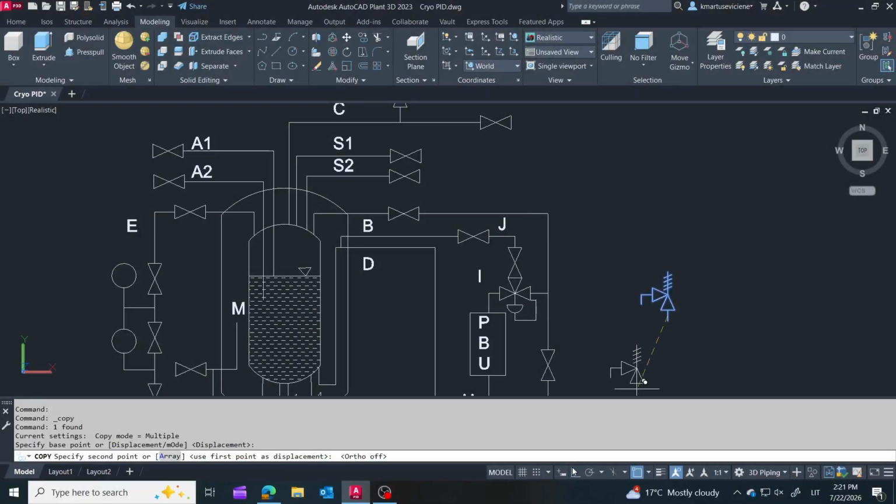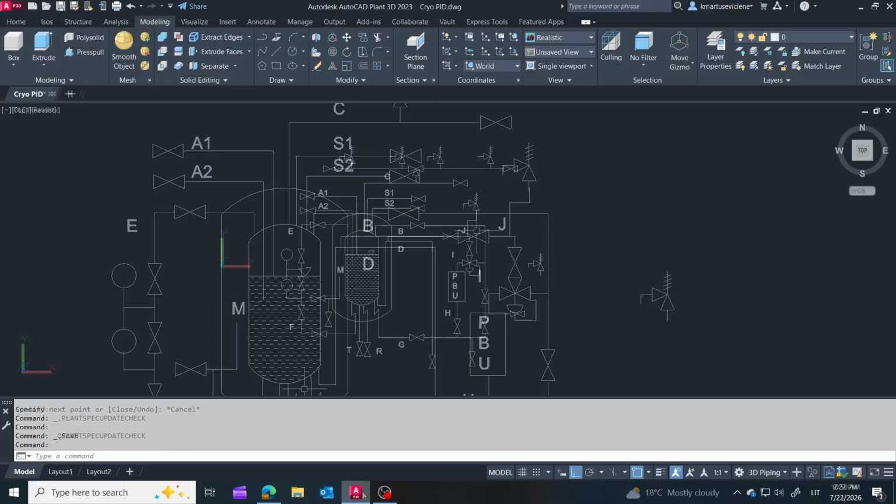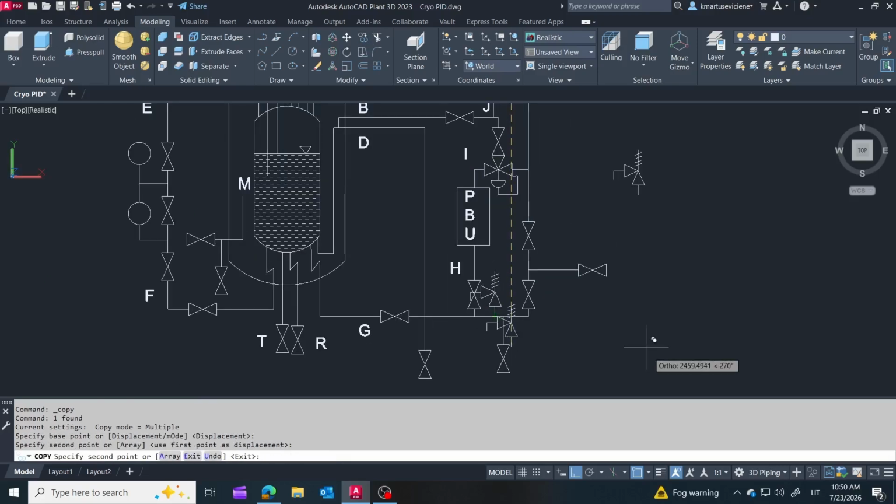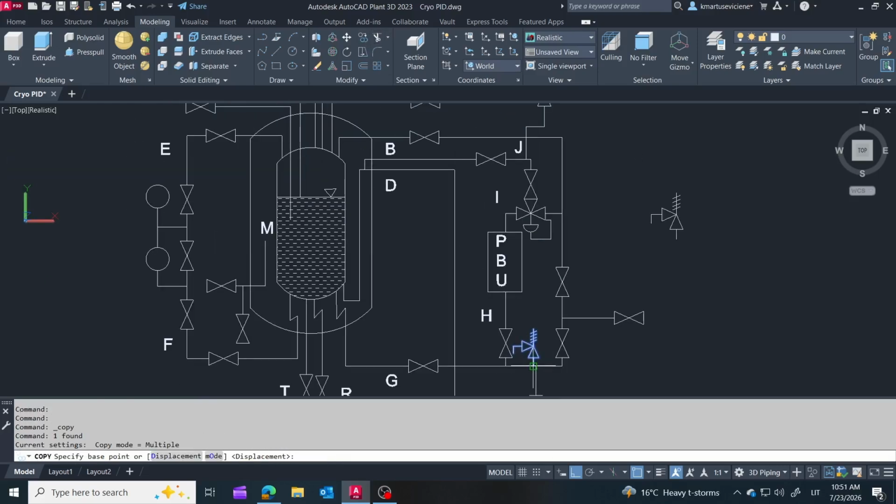Next, I'm adding a thermal relief valve. Unlike the main tank relief valves, this valve protects an isolated section of piping. If both isolation valves are accidentally closed, liquid nitrogen can become trapped between them. As the trapped liquid absorbs heat, it expands and the pressure can rise rapidly. The thermal relief valve automatically releases this excess pressure, protecting the piping and equipment from damage.